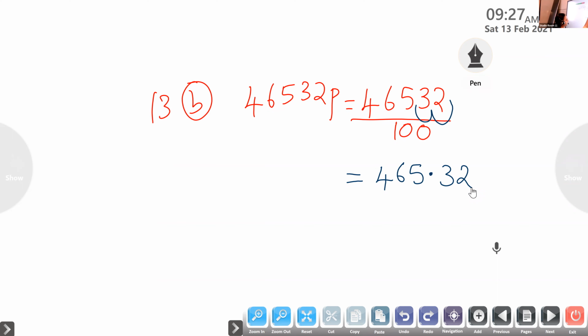Now children, write the number. How many digits after that we have to place the decimal point? We have to put the decimal point only, that much. Very easy. How many digits from the right side? 2 digits. Yes.